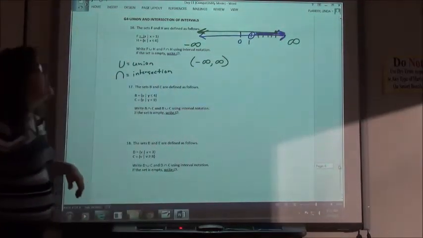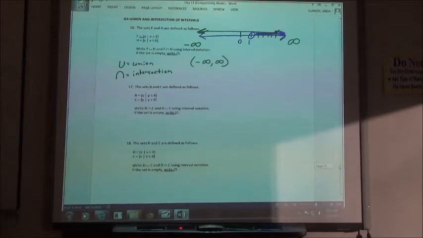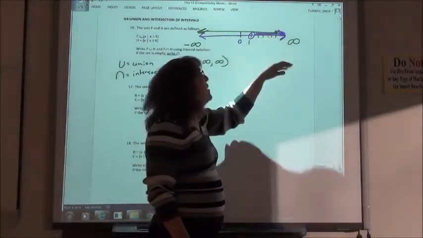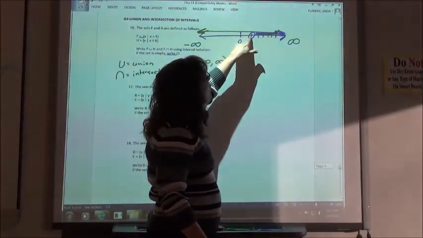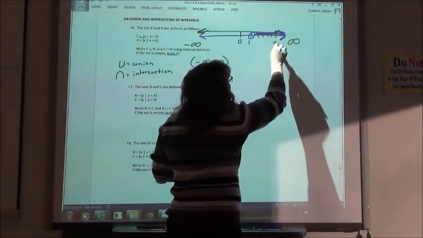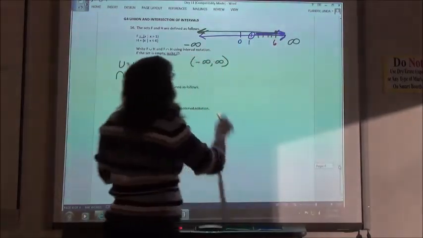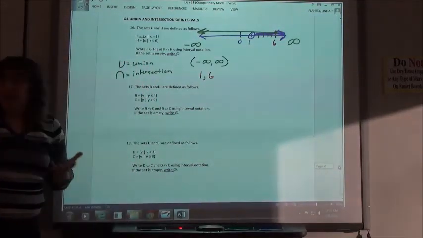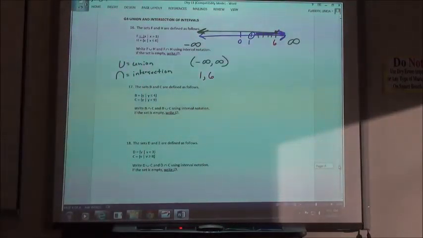Now my intersection is where those things overlap, or what numbers they have in common. In this case, they had these numbers here in the middle in common, right? So it really started here with the 1 and went to here with the 6 that I didn't write down. So my interval is going to go from 1 to 6, but I have to use those brackets and parentheses we used before.